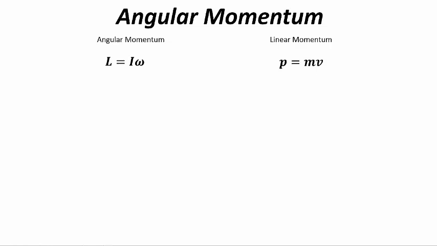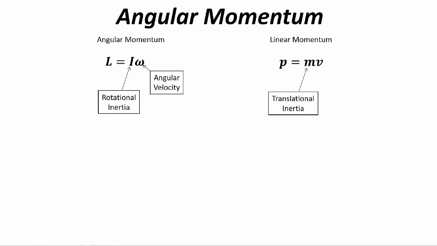So welcome back. Today we're going to talk a bit about angular momentum. Now angular momentum L is equal to the rotational inertia I times the angular velocity omega. This is very akin to linear momentum P, which equals the translational inertia times the linear translational velocity.